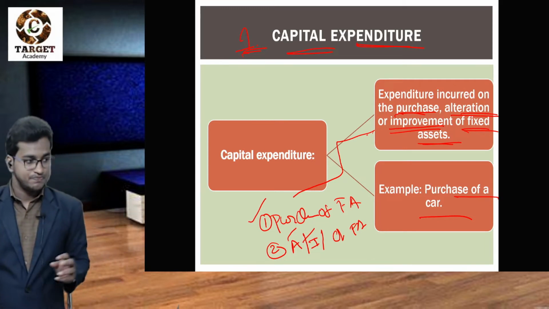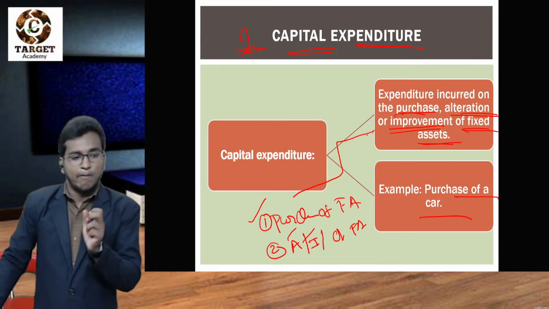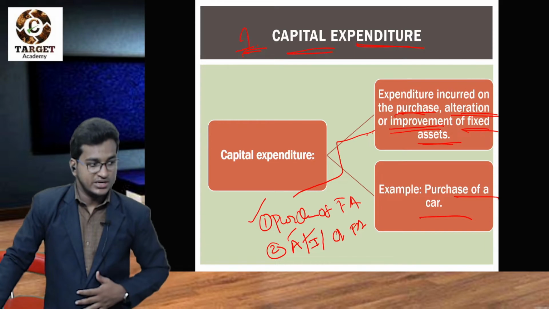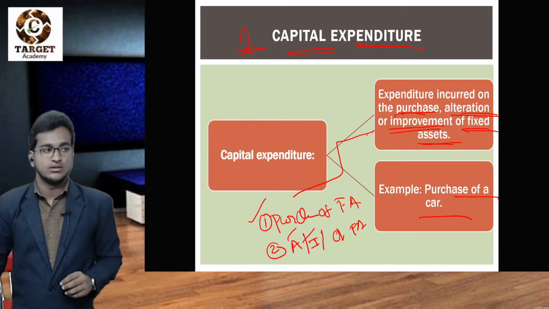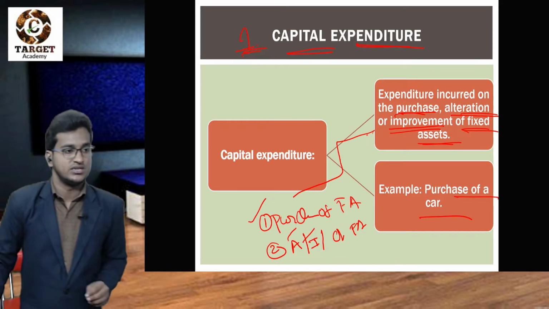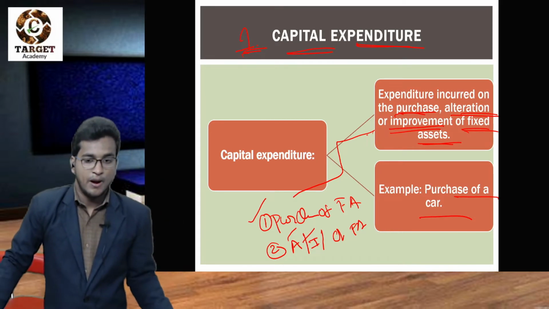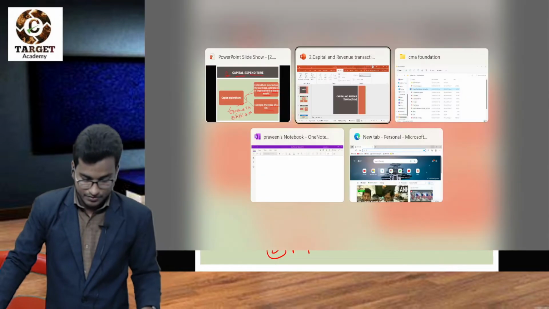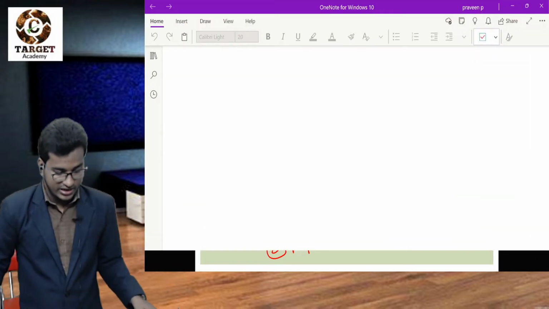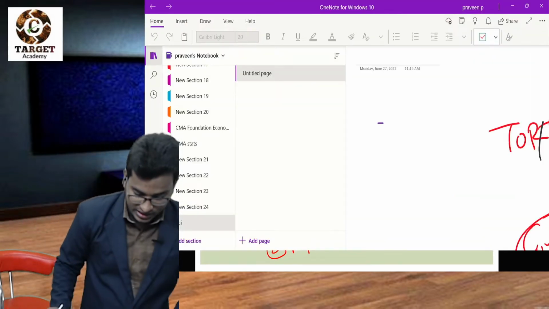Best example, purchase of a building. A business entity purchased a building, that is a fixed asset, so that is a capital expenditure. I'll write it here, then you will get clarity.